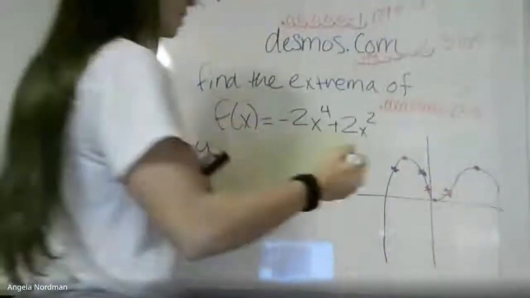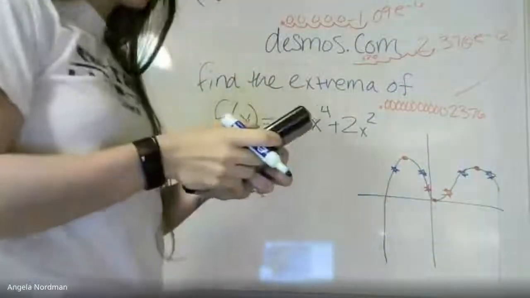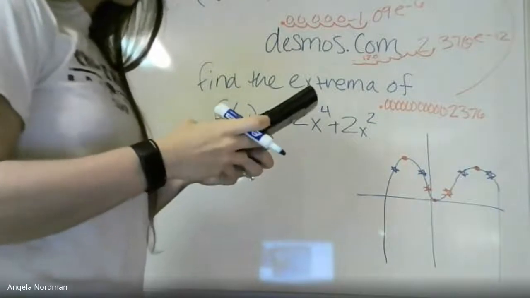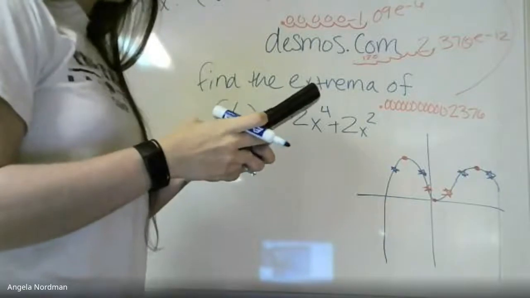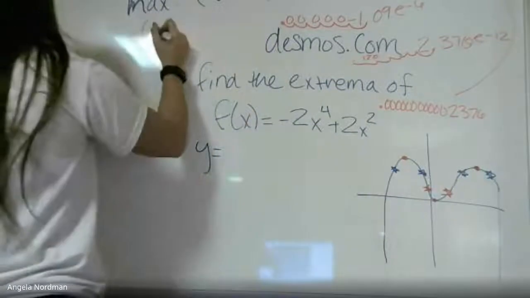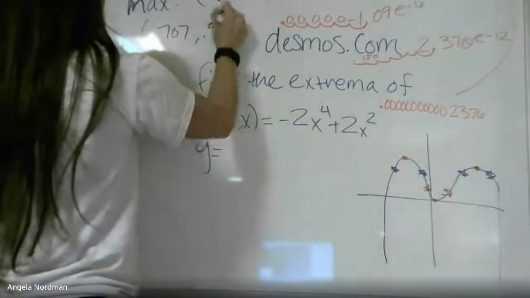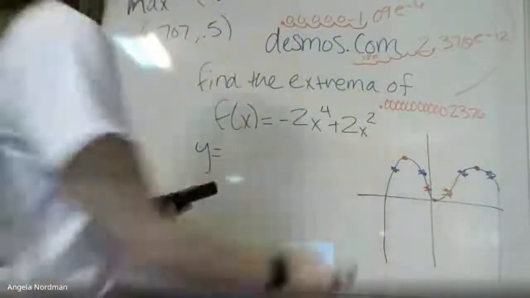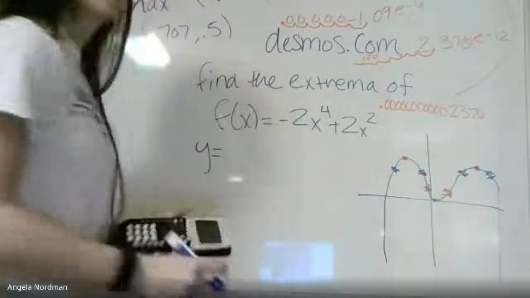We have one last point to find. Go ahead and do that second trace again. This time it's another maximum. Make sure you have that spider on the left and then on the right. This next maximum is 0.707, again, 0.5. So this was a symmetrical graph here. The maximum here is equal to the maximum on my right side.